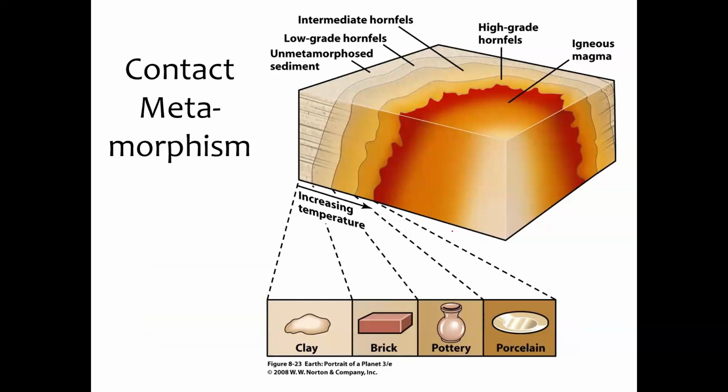To give you an idea of what characteristics those rocks have from contact metamorphism, you could start with some unmetamorphosed sediment. You think of something like clay as being unmetamorphosed. If you apply just a little bit of heat to it, you'll get something more like brick. And if you heat it up even more, you would get something more akin to pottery. And if you heat it up even more than that, you would actually get something like porcelain. Those are man-made equivalents to unmetamorphosed sediment, and then low grade, intermediate grade, and high grade hornfels. None of these are foliated. We don't talk about them a ton other than to say that it's a non-foliated rock.